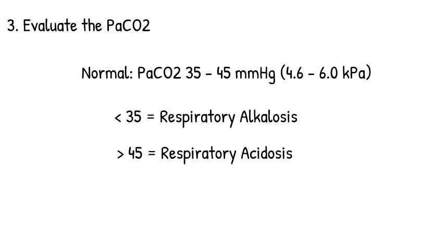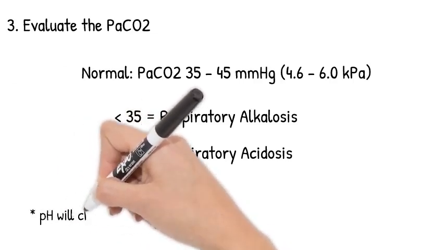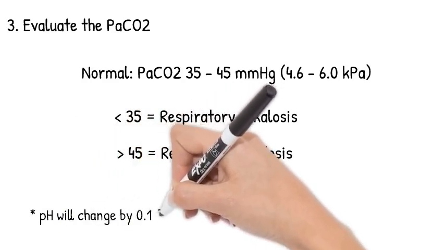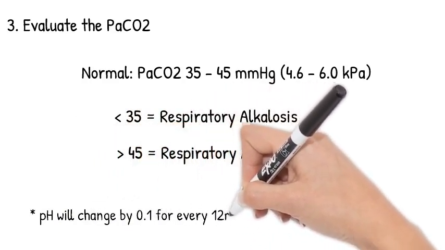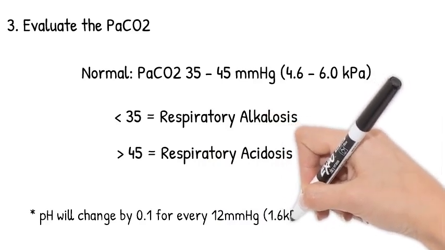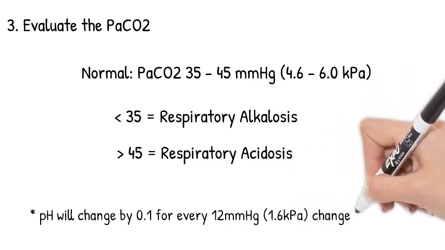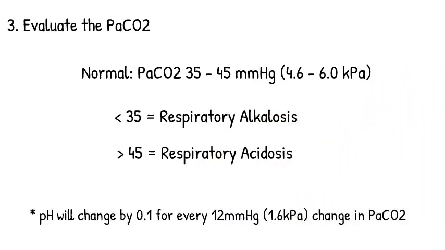Just a little thing to remember, the pH will change by 0.1 for every 12 millimeters mercury change in the PaCO2, either up or down depending what the PaCO2 is doing. So that should help you just to work out how far you have shifted. But we will look at this in more detail when we come to the section on compensation.